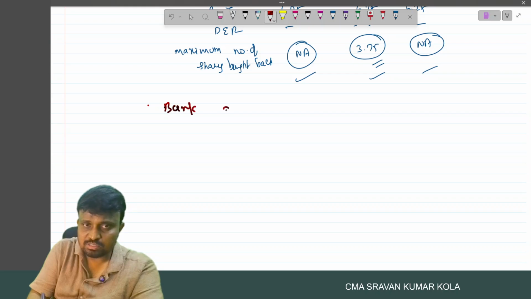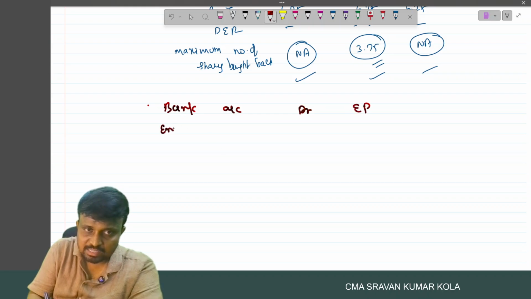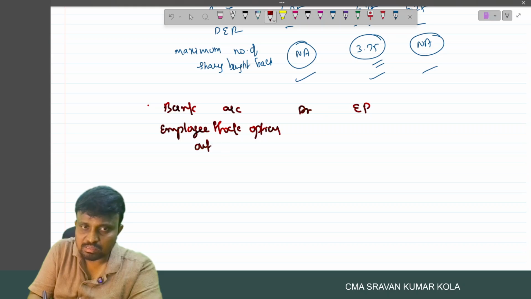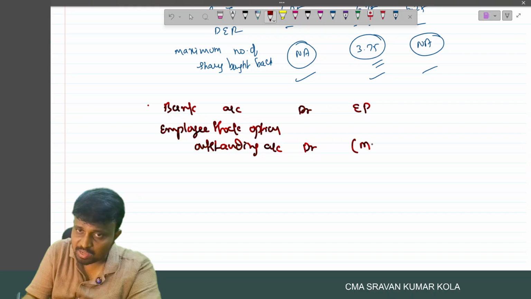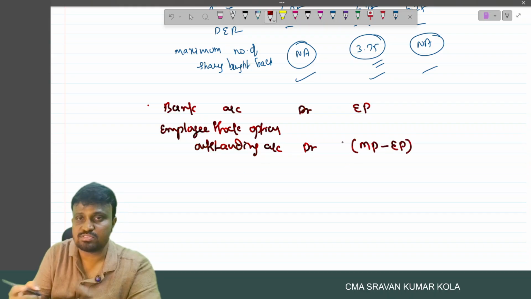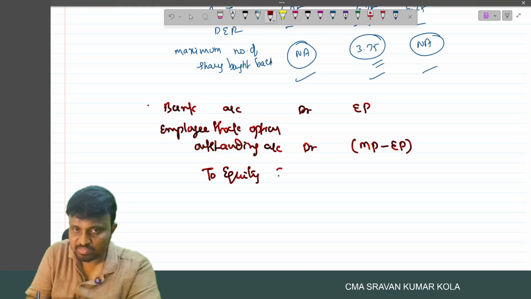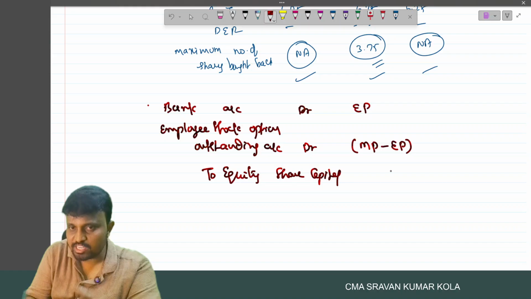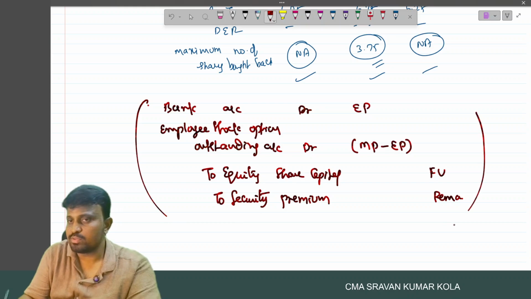Bank account debited, with the exercise price. And employee stock option outstanding account debited, with the market price minus exercise price, the difference, that is the loss required to be borne by the company. To equity share capital, at face value. To security premium, the remaining amount. And this is the entry to be recorded.